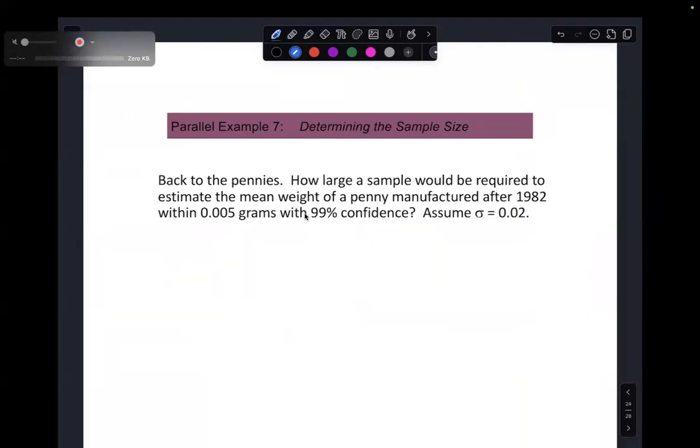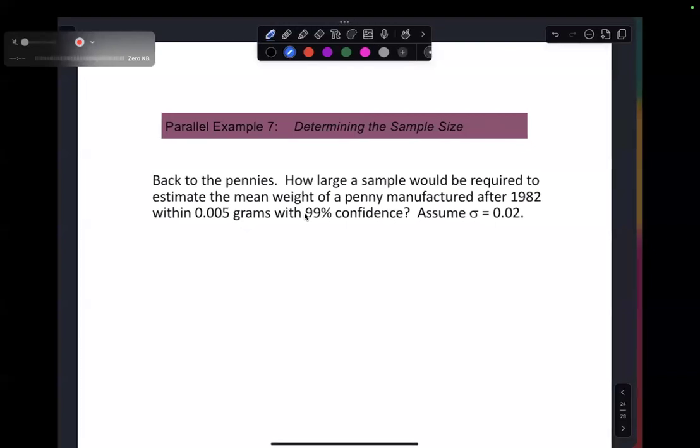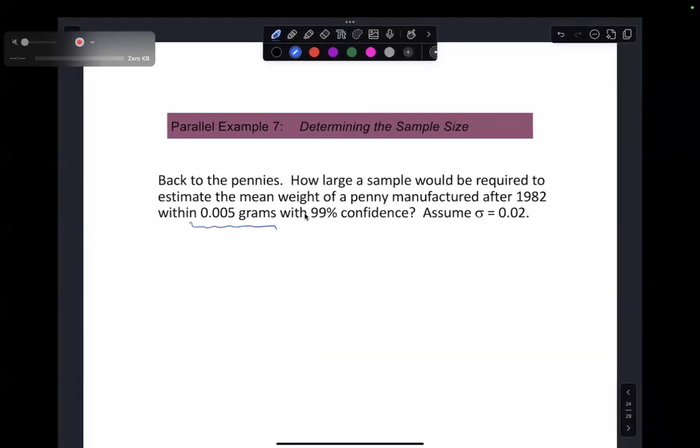Okay, back to the pennies. I want to know how big of a sample size I need if I want to be within 0.005 grams for my margin of error and a 99% confidence. We're assuming that the standard deviation is 0.02. That's another thing when we're finding the sample size: we don't have a sample yet, so we don't have a sample mean. So we have to assume our population standard deviation. It could be based on a previous sample, or they're just going to say assume, or they're going to give you a sigma.